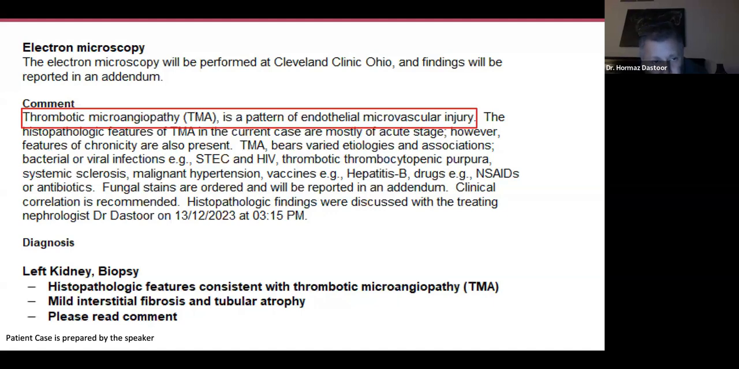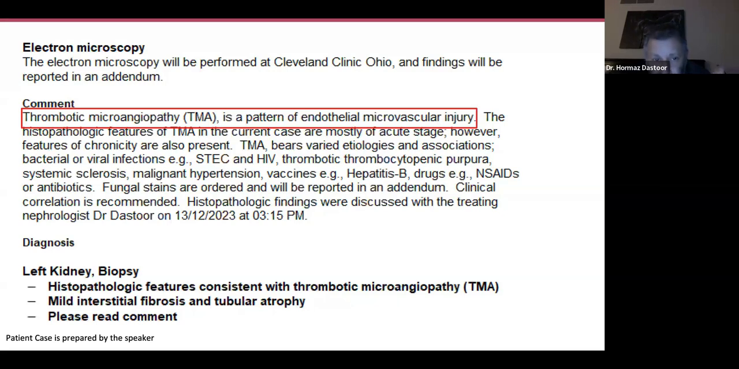Now, the reason I did the kidney biopsy was not to confirm TMA, because both malignant hypertension can cause TMA and AHUS can cause TMA. So I knew what I would find on the biopsy was TMA by itself. So you don't need a biopsy to diagnose a TMA process as such.